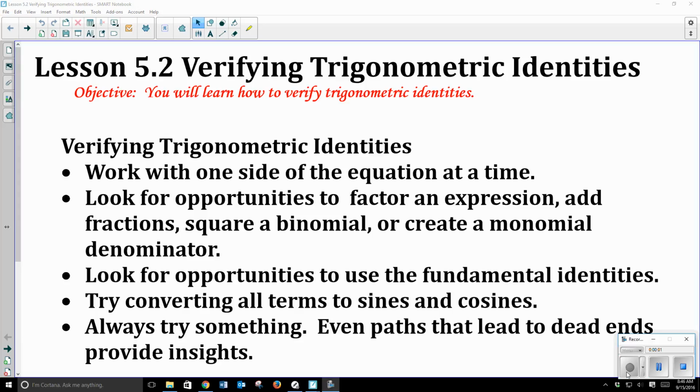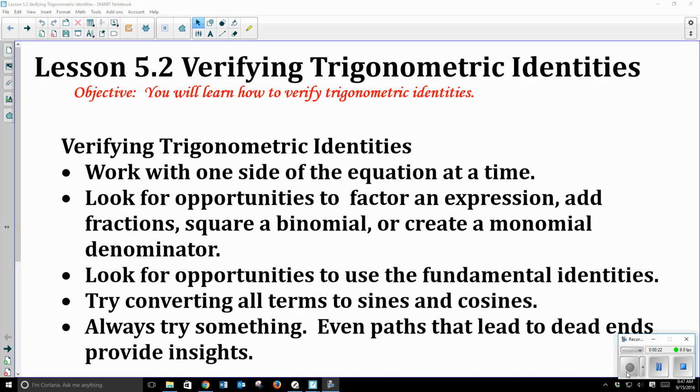Lesson 5.2, verifying trigonometric identities. You've already verified them in chapter 4 just a little bit. They were somewhat easy. In this section, they get just a little more difficult, so that's why we have some tips here. Verifying trigonometric identities: work with one side of the equation at a time.